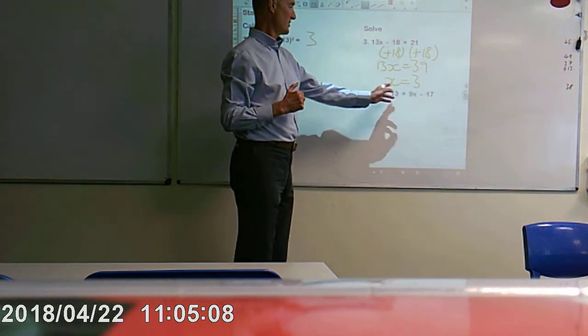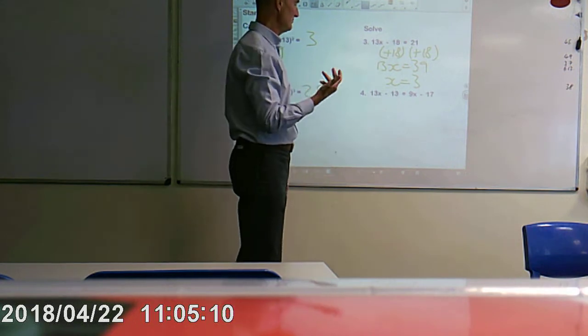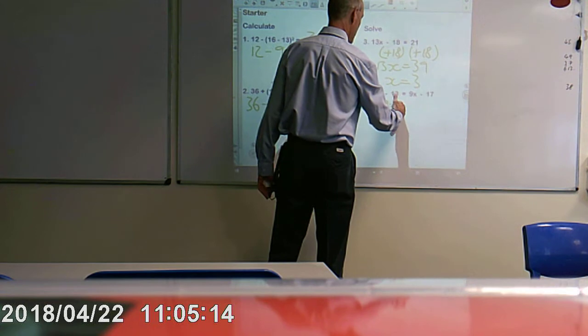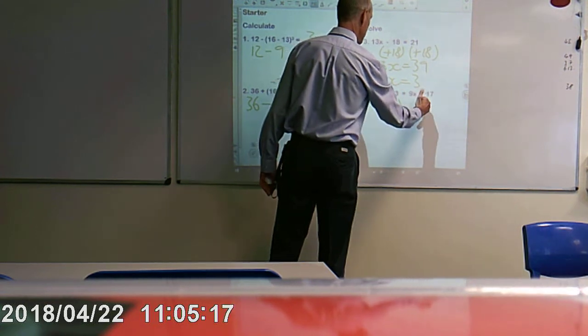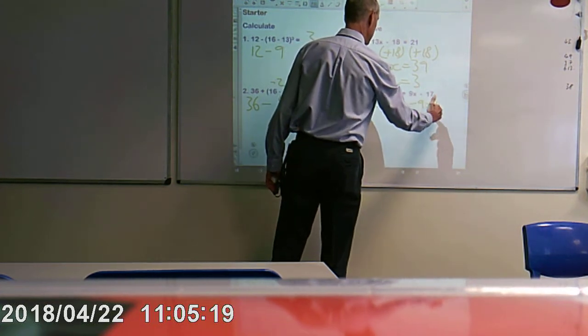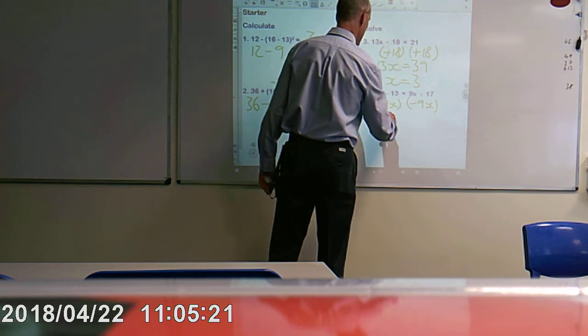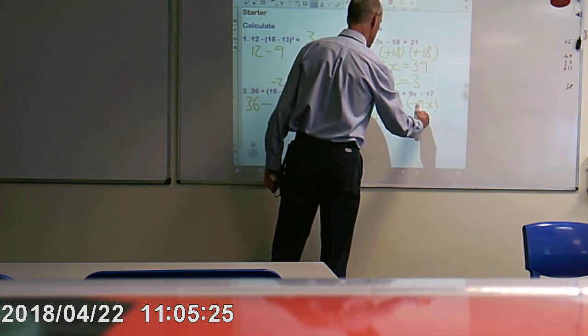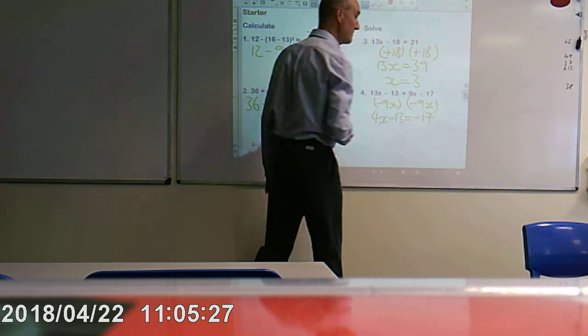Next one, we've got x's and we've got numbers on both sides. Right, so let's work on that. Let's take away 9x from both sides. So that means we've got 4x minus 13 equals minus 17. Okay?